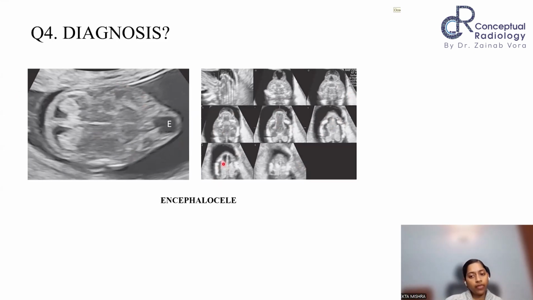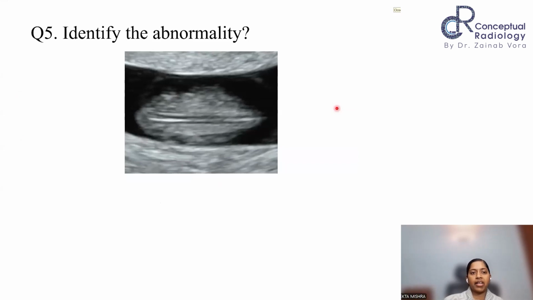With the help of 3D, you can see what and all structures are herniating at different levels. A single image will give you everything. Now identify the abnormality. Chocolate question. Again, NT and B scan.